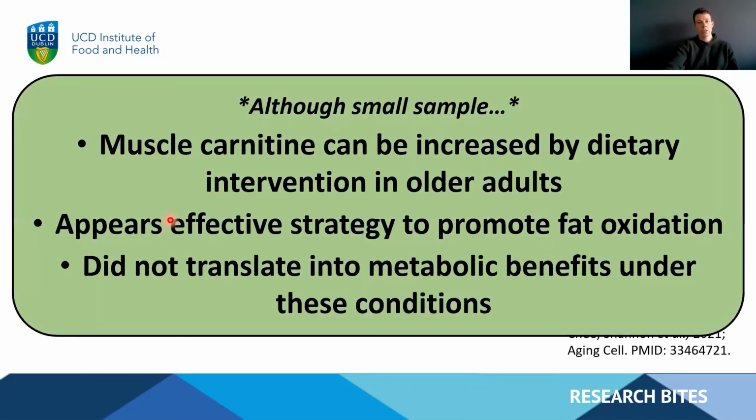So to conclude this project, we showed that muscle carnitine can be increased by a dietary intervention in older adults. And this appeared to be effective in increasing whole body fat oxidation during exercise, but sadly, this did not translate into any metabolic benefits. And this could be because the increase in muscle carnitine wasn't high enough, or perhaps because there's not enough fat oxidation occurring over those 24 weeks. In other words, if they were doing more exercise sessions or at a higher intensity, perhaps the increased fat oxidation during those sessions would have a greater impact on IMCL content.